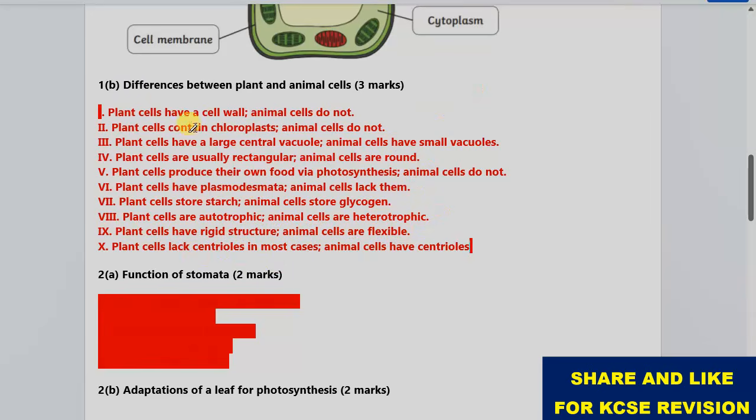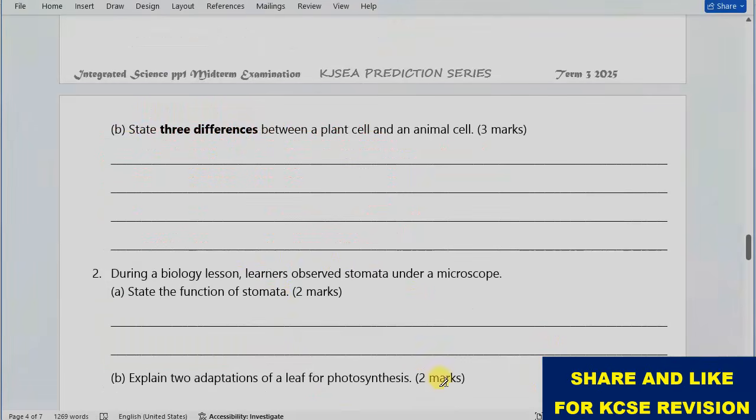So how many differences were you asked? If it is 2 or 3, you list these as the differences between an animal cell and a plant cell.